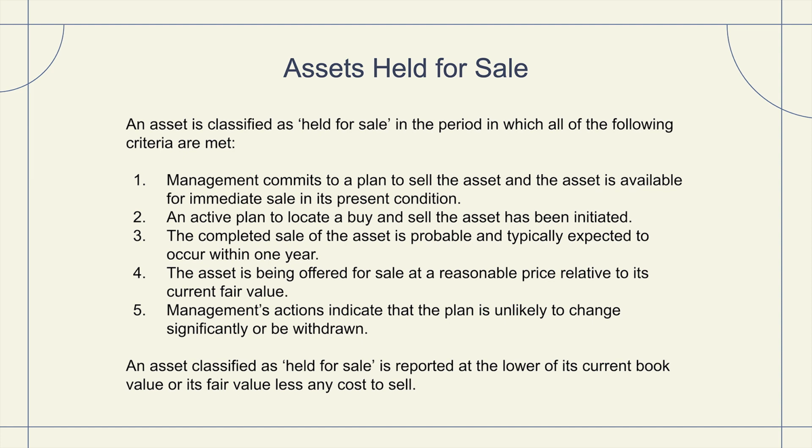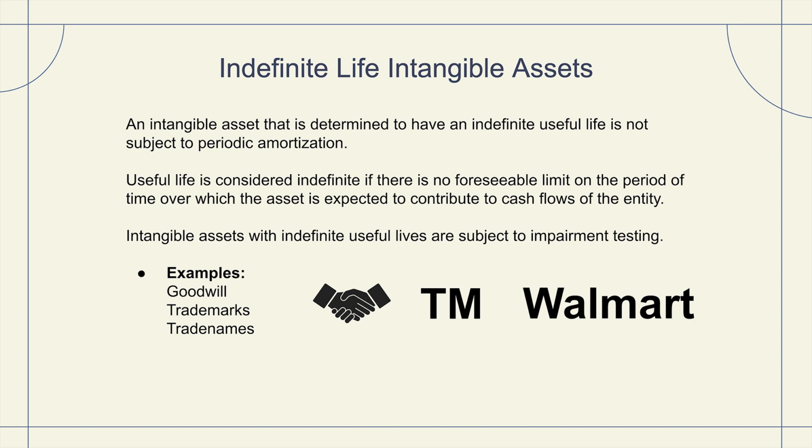An asset that is classified as held for sale is no longer depreciated or amortized. An asset classified as held for sale is reported at the lower of its current book value or fair value less cost to sell. If the fair value less cost to sell is below book value, we recognize a loss in the current period. If the financial statements are again prepared prior to the sale, we reassess the asset's fair value less the selling cost. If further decline has occurred, we recognize yet another loss. If the fair value less the selling cost has increased, we recognize a gain, but only limited to the cumulative losses previously recorded. Next, we move on to indefinite life intangible assets.